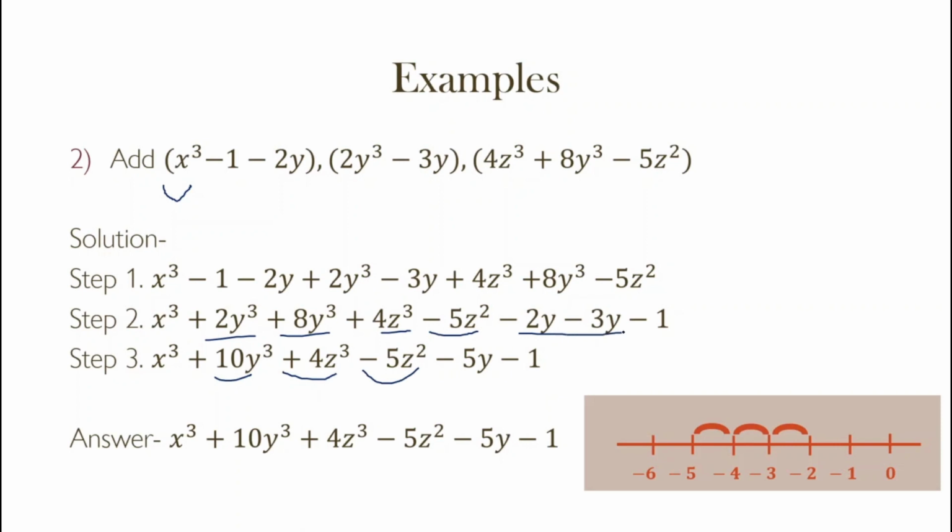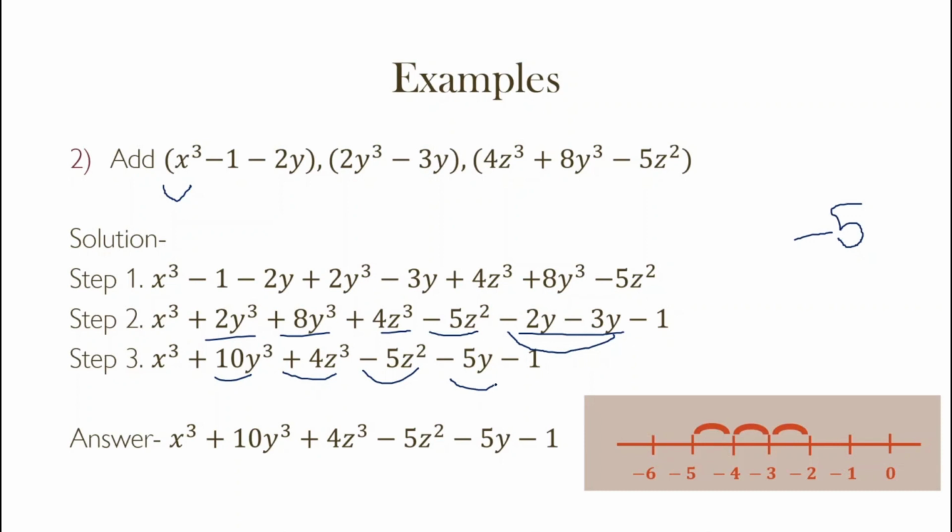In the previous slide we learned when two terms are there and one is positive, one negative, we always subtract and the sign is of the bigger number. But here both are negative. What will we do? So please remember, when the terms are both positive or both negative, we always add them. So 2 plus 3 is 5 and the sign is always of the bigger number. Among 2 and 3, which one is bigger? 3 is bigger, so that's why the answer is negative 5y.